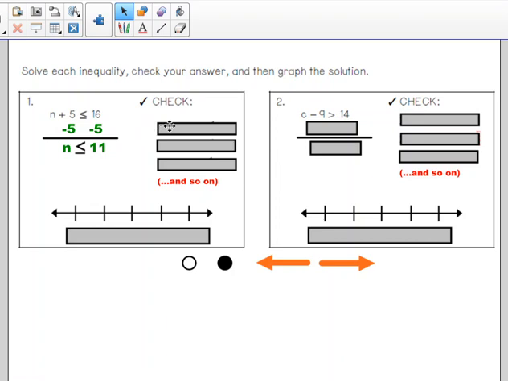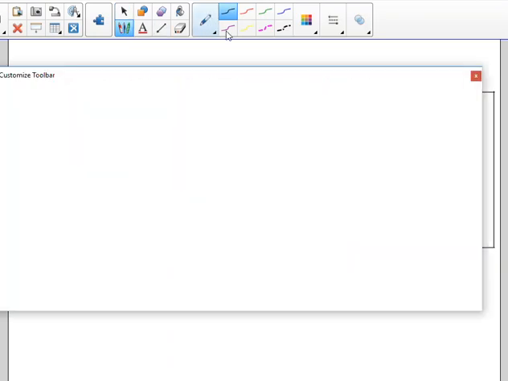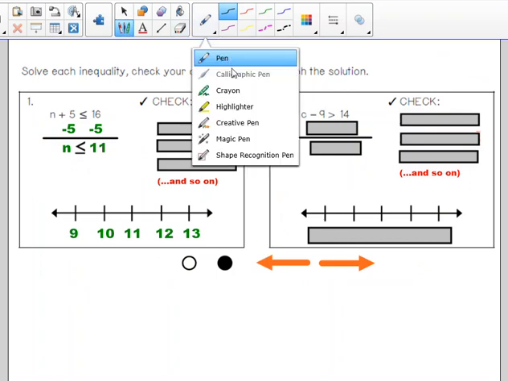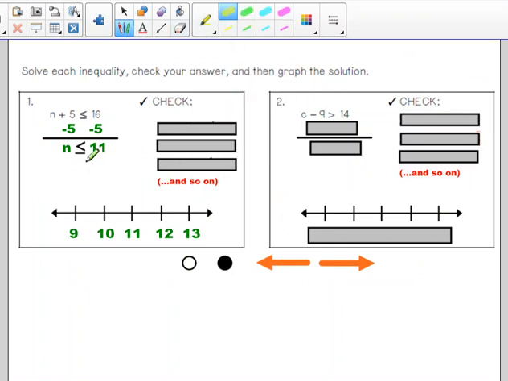So I can check this now by thinking of some numbers that would work. If I think about a number line here, if I want the numbers that are less than or equal to 11, let's highlight on the number line the ones that it would be. It could be 11, so this would be a solution for n, because if you plug it in, you get 16, and that is less than or equal to 16. It could be 9. Okay, that would be 14, which is less than or equal to 16. It could be anything less than that. It could be 8 or 7 or 6 or 5.